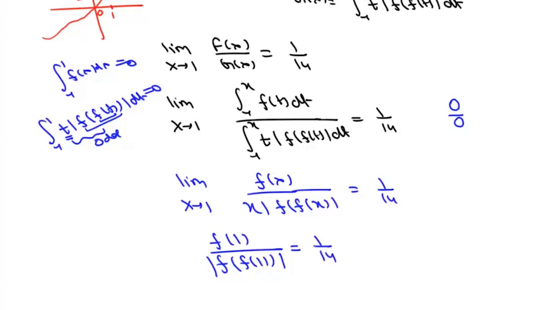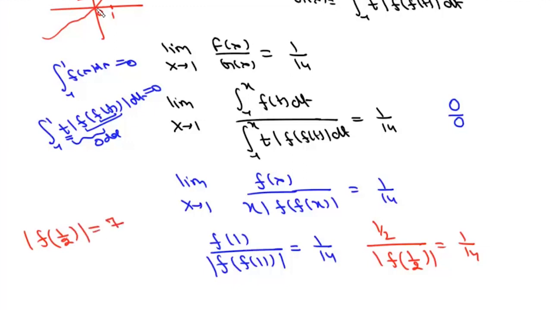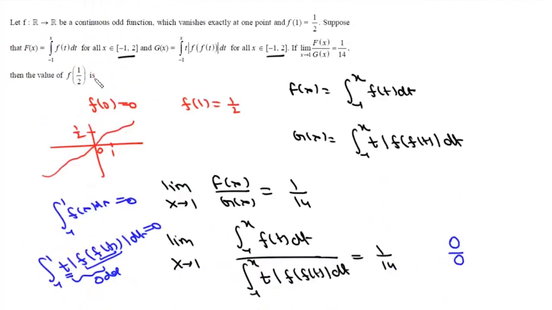Now in the question it is given that the value of f(1) is 1 by 2. So it will be 1 by 2 upon mod of f(1 by 2) equal to 1 by 14, or mod of f(1 by 2) is equal to 7. Now since f(x) is positive when x is greater than 0, we can write f(1 by 2) is actually plus 7. The value of f(1 by 2) is 7, and that is the answer to this question.